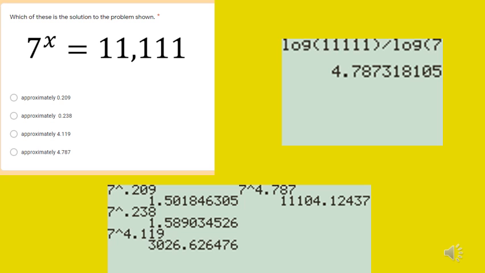Now, if you totally forgot how to do that, another way you could do that problem is just to take the different answers, take 7 to those powers, and figure out which one is close to 11,111. While none of them is exactly that, the last choice is by far the closest. That's a strategy you can use if you get a question on the ACT that you don't know the answer to: plug in the choices and see which one works.